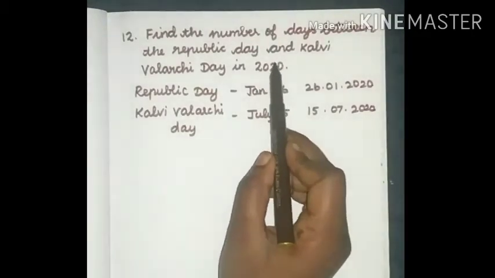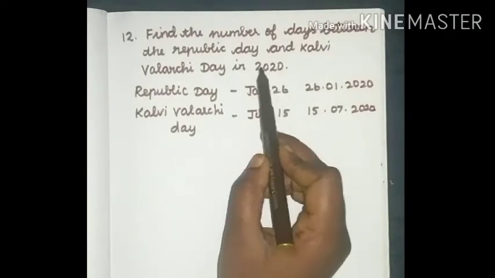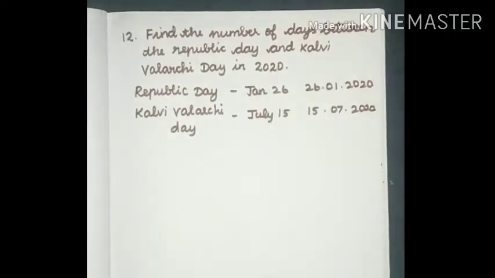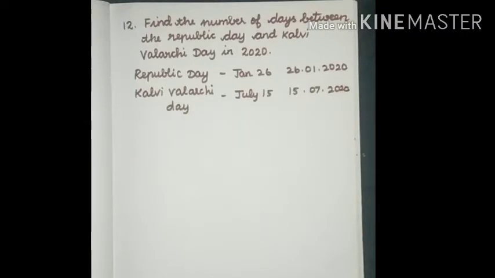2020 is completely divisible by 4. So 2020 is a leap year. So February has 29 days. Students, keep in mind that February has 29 days in a leap year. Okay, now let's find the number of days between the Republic Day and Kalvi Valarchi Day in 2020.